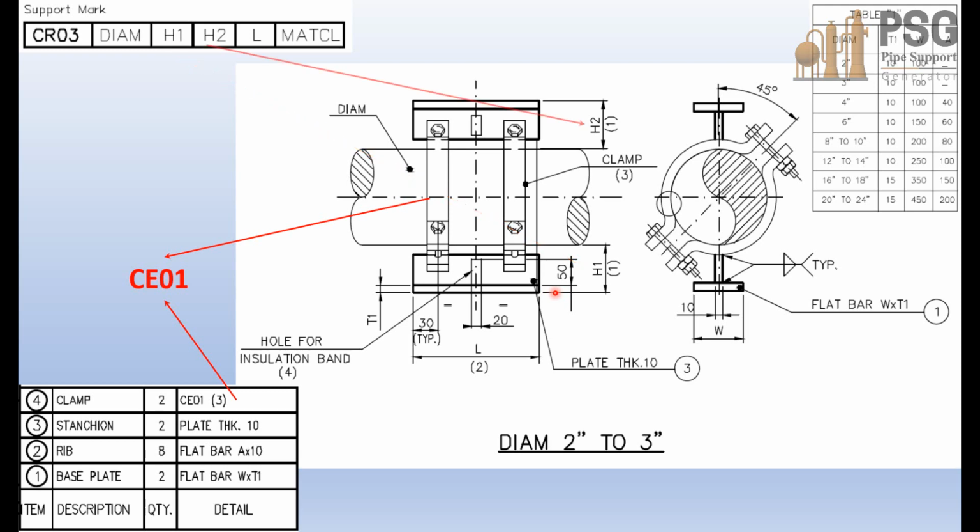The next term, which is H2, indicates the height of the top support measured from the outside surface of the pipe to the end of the base plate. And the previous last term, which is the L term, indicates the length of the base plate. Okay. Finally, the material class, and we will discuss this material class on the next slide.